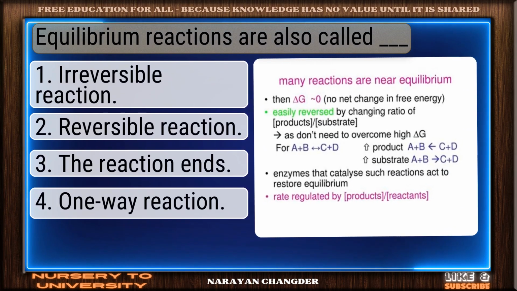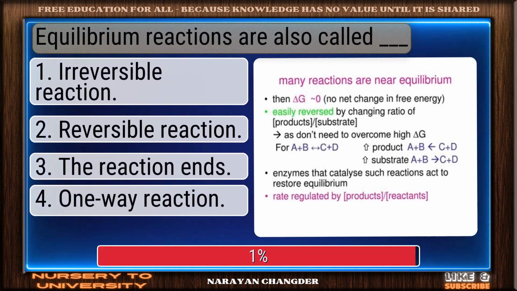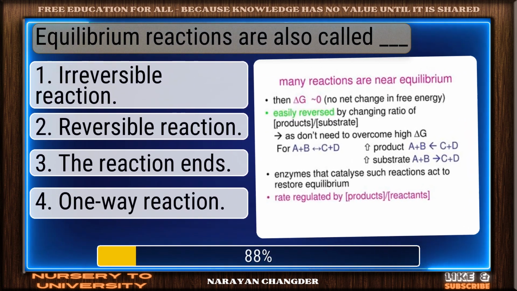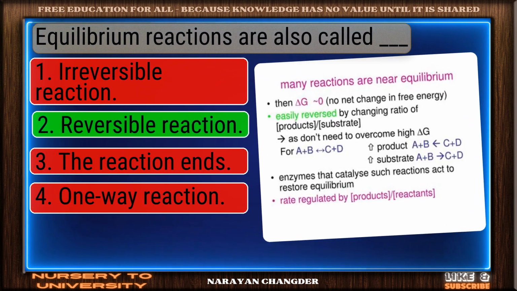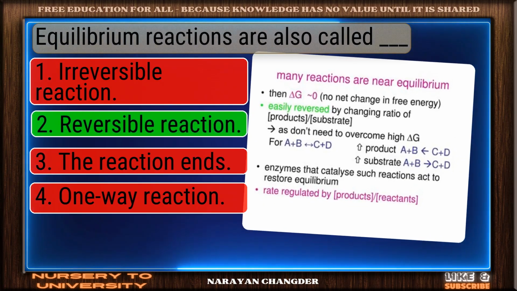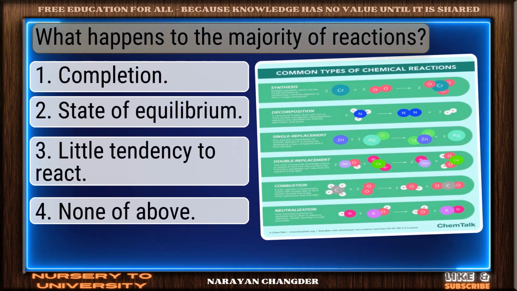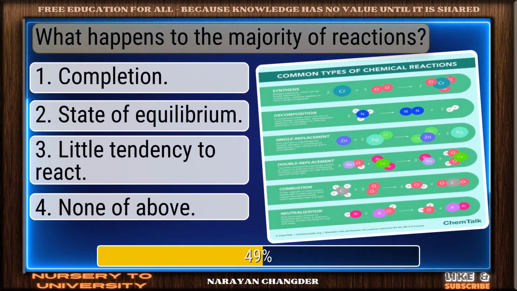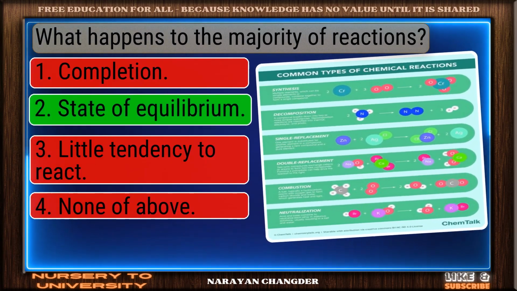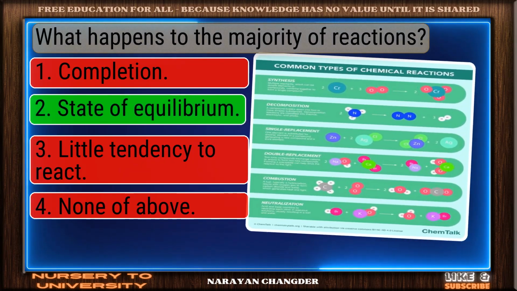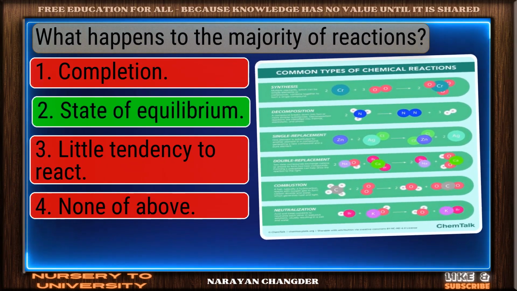Equilibrium reactions are also called dash. Nice selection. Reversible reaction is the correct and valid answer. What happens to the majority of reactions? You got it. Your choice, state of equilibrium, is right.